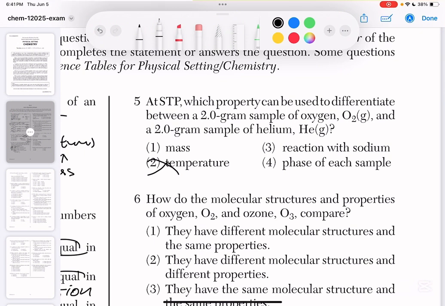And then the phases here, this letter tells you about the phase, and we can see here that they're both gases. So we can cross number 4 out too. And since they're both 2 grams, it's not mass, so it's 3. And you can also just tell because helium is a noble gas, and noble gases are not very reactive, so it most likely will not react with sodium. So that's like a chemical property of noble gases.